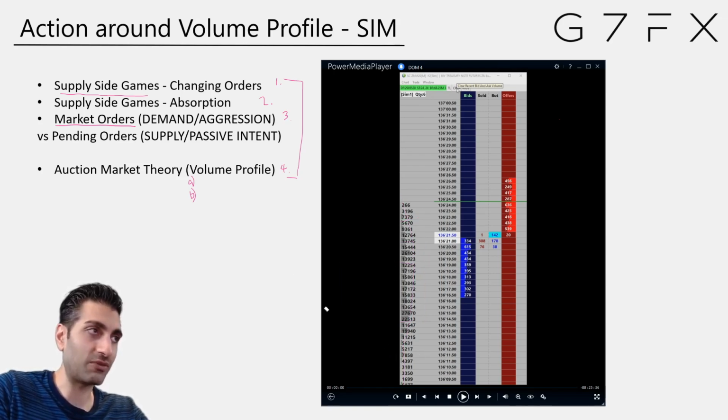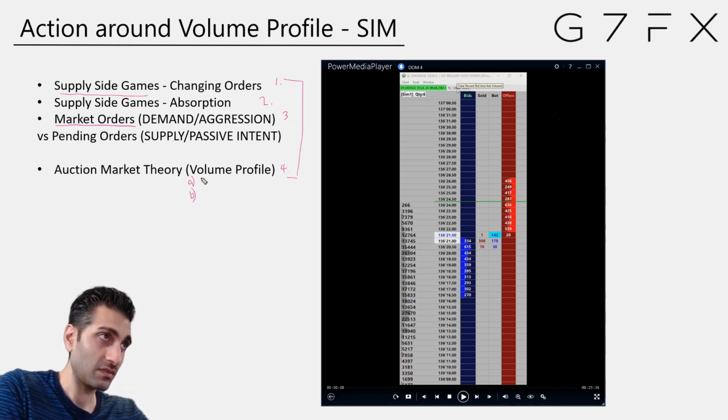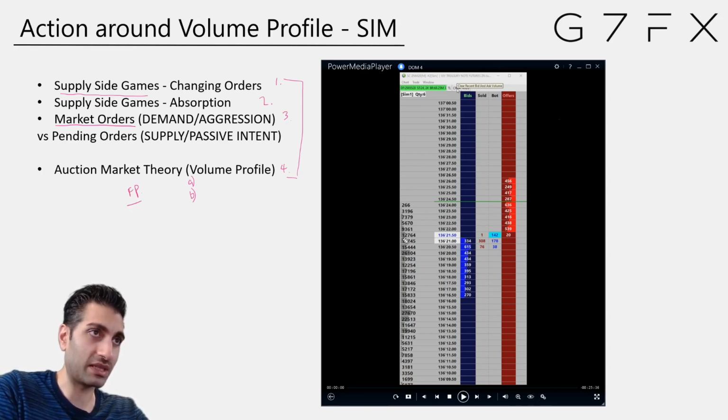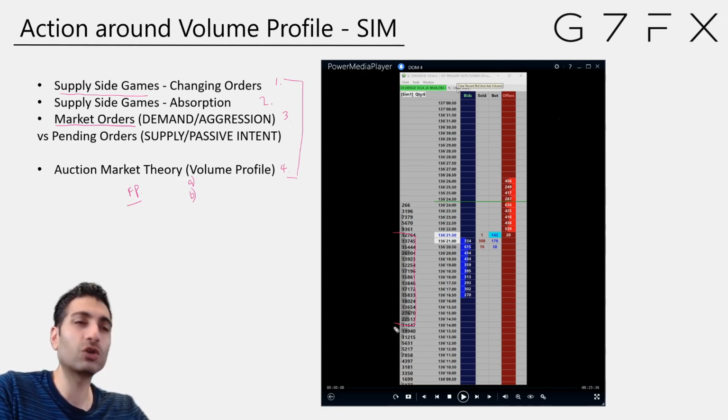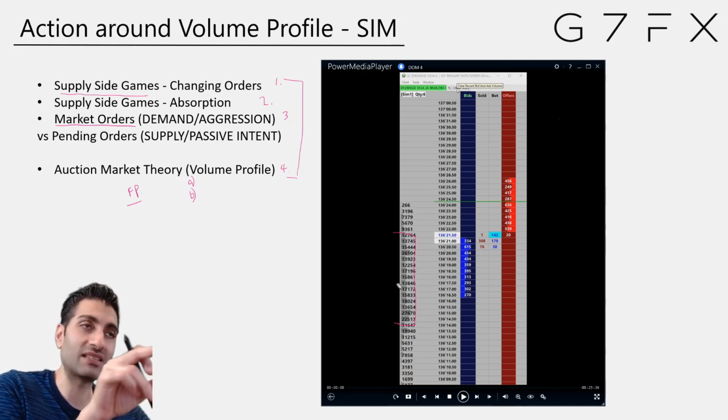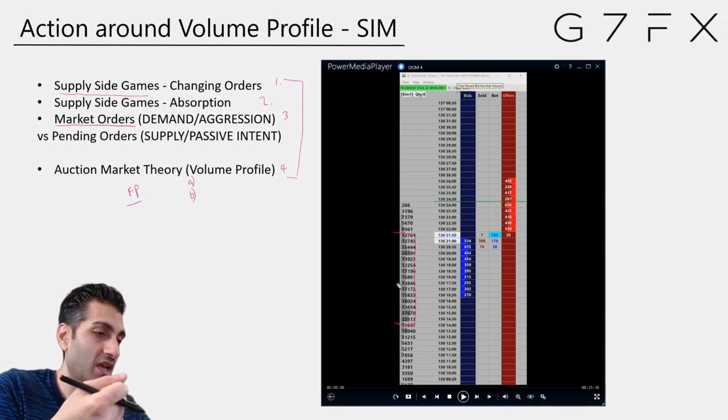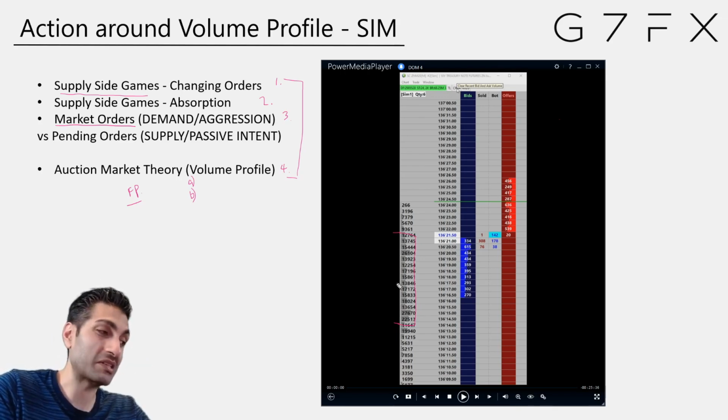Our first job is identifying fair price, which I talked about in the previous video. So we've established what fair price is, and that's the value area. I've got a rough idea, and there are tools, which I'll show you in the pro course, that can identify the exact value area. But guys, the way I do it, I just eyeball it.